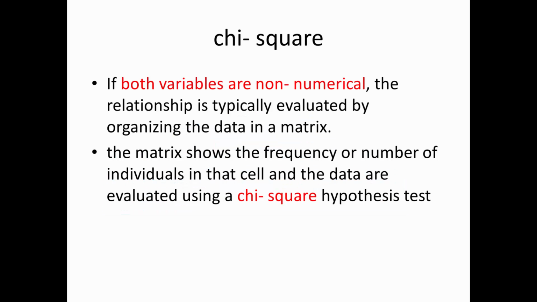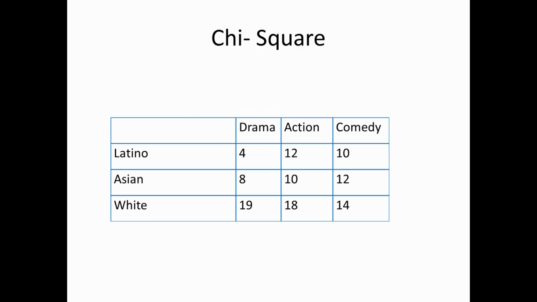If both variables are non-numerical and they have more than two categories, then instead of the phi coefficient we have to use chi-square. We already talked about chi-square. For example, if you have different ethnicities and you want to see if there is a correlation between ethnicity and movie preferences, you use a chi-square to evaluate the correlation.